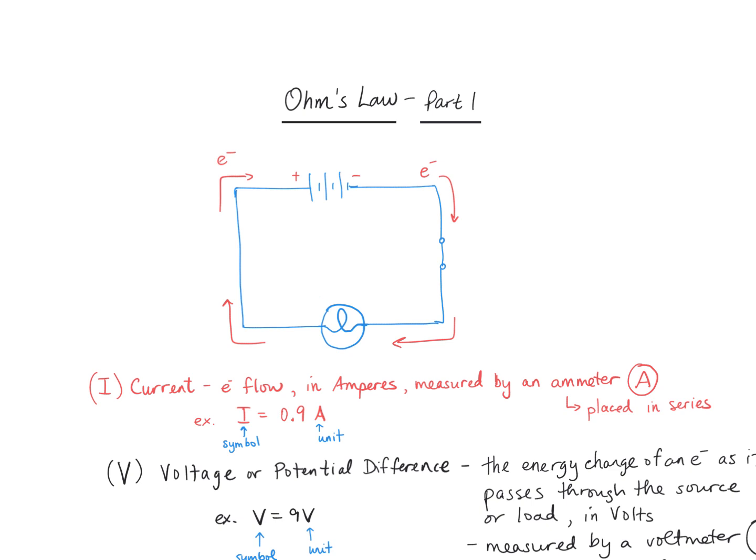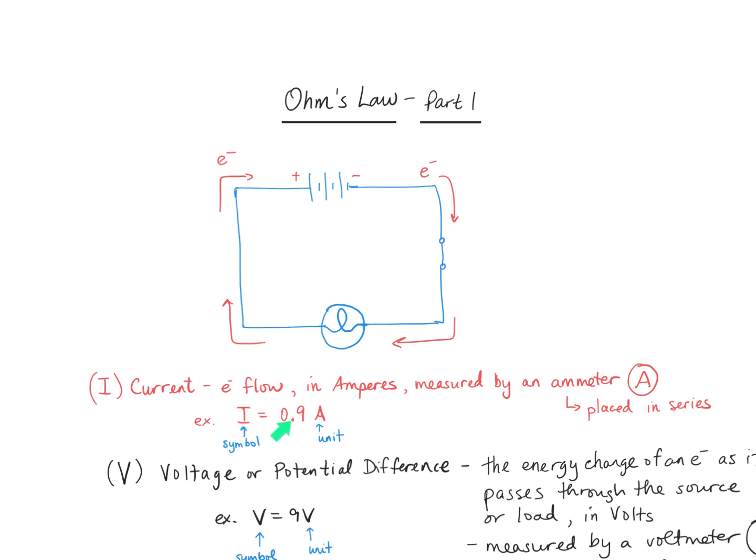The unit of current is amperes, which you might have heard as amps, and it's measured by an ammeter. We always place that ammeter in series, so it's placed in series in the circuit. To use the symbolism then, we could say that I equals 0.9 amps.